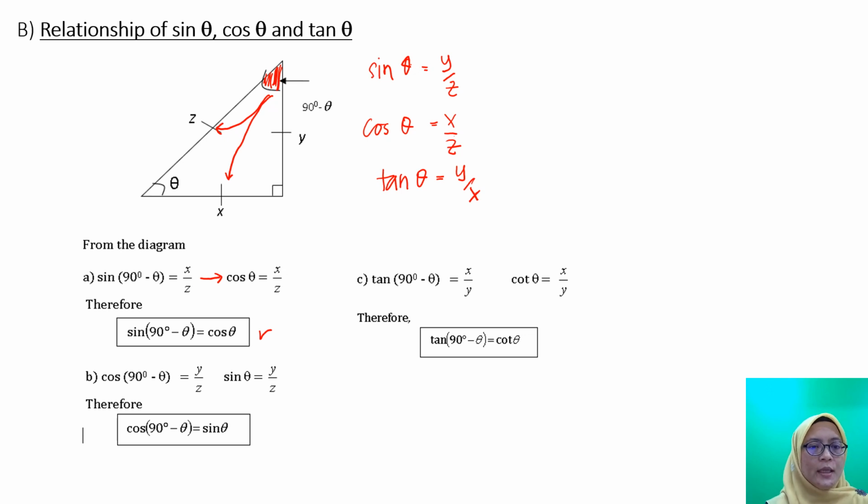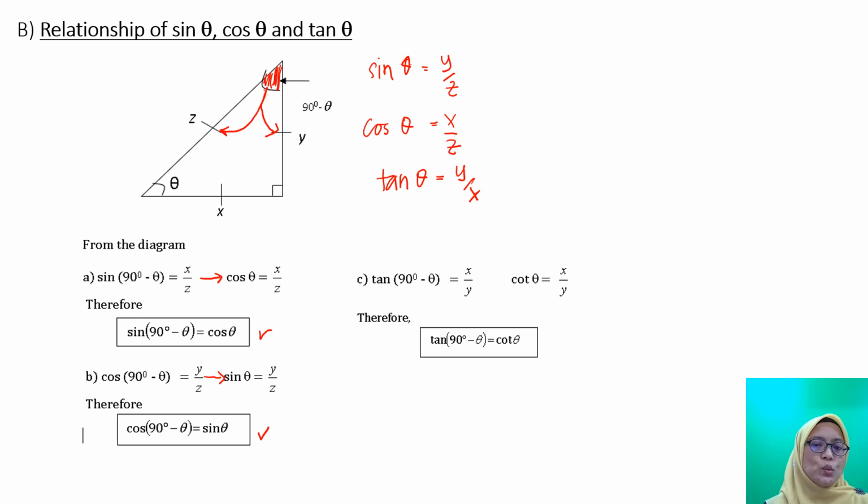Okay, so then kalau untuk cos 90 minus theta, cos is adjacent y, hypotenuse is z. So y over z. So that is equivalent to the value of sin theta, y over z. So kita akan dapat second identity. Cos 90 minus theta is equivalent to sin theta.